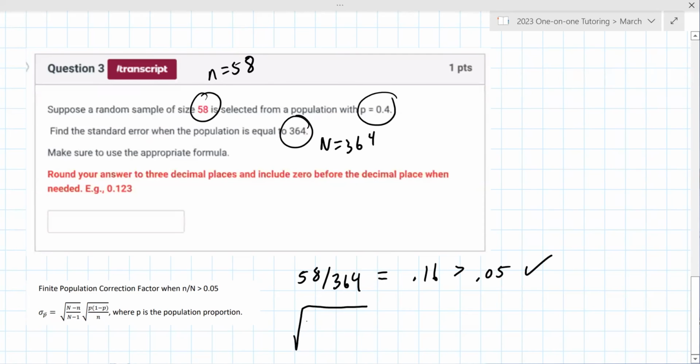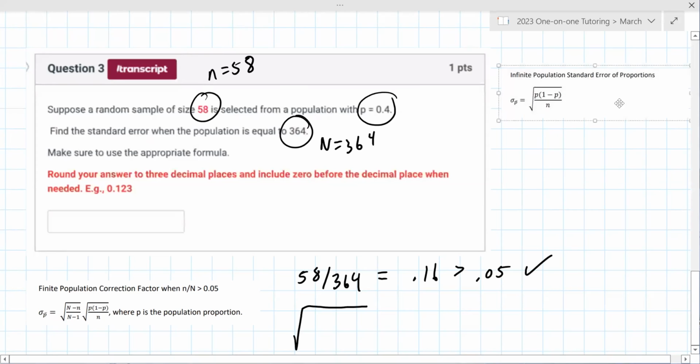Yes. And I would even imagine there's a type of problem where this doesn't work and you use the other one. If it's less than 0.05, then would that just be the answer? No, if it's less than that, use the next one, the infinite population. The next one on the page there, I guess.